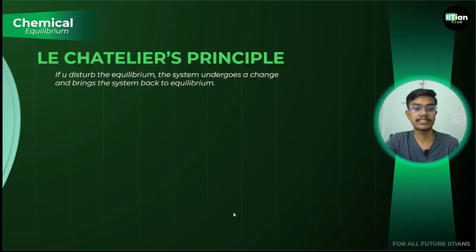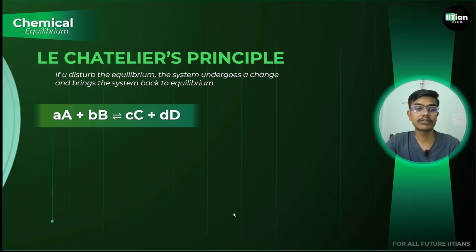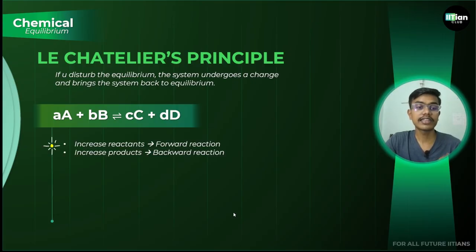The final topic is Le Chatelier's principle. It tells us that if you disturb the equilibrium of the system, then the system undergoes a change and brings the system back to equilibrium. Let's say you have an equilibrium reaction like this, and you are increasing the reactants. What happens? The equilibrium shifts towards the product side, that is, the forward reaction happens. And if you are increasing the amount of products, then to bring it back to equilibrium, the equilibrium shifts back, that is, the backward reaction occurs and it comes back to equilibrium.